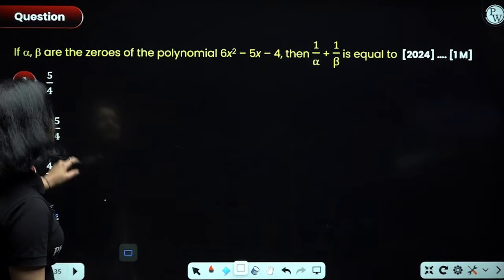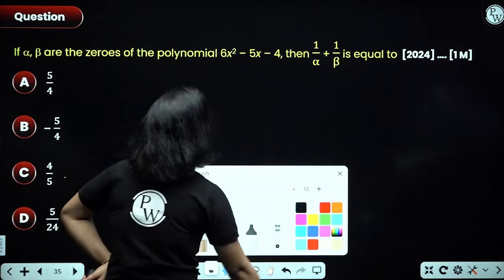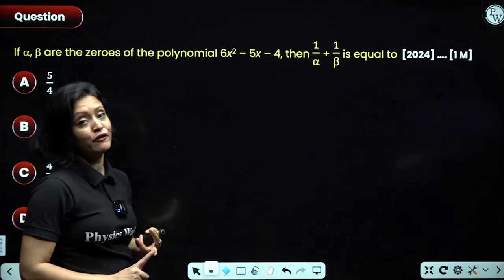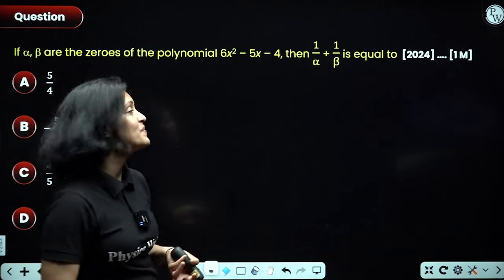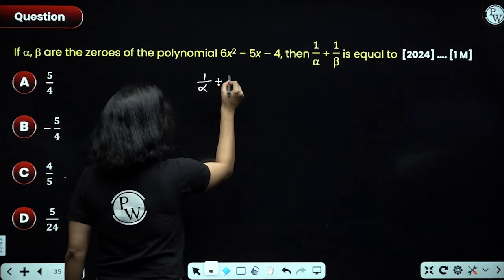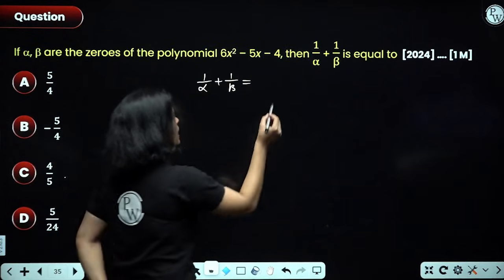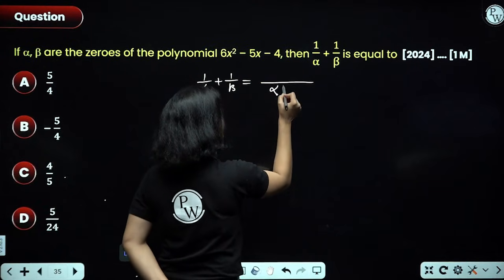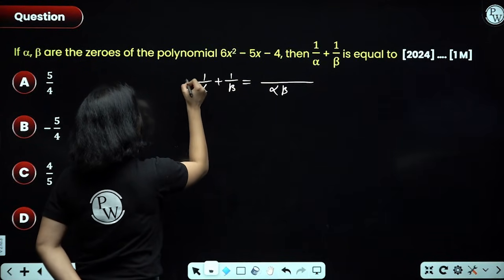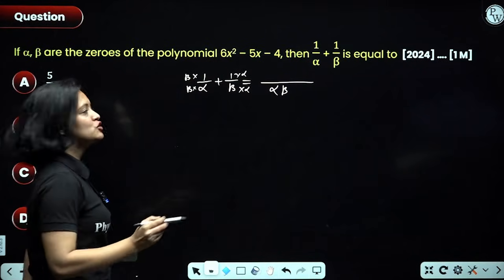Alpha and beta are the zeros of the polynomial 6x square minus 5x minus 4. Then 1 by alpha plus 1 by beta is, okay, a very common type of problem, guys, in your board exams. So let's see. First of all, notice 1 by alpha plus 1 by beta. What would that be? Let's simplify. So I'll make the denominator the same. How can I do that? I'll just multiply the denominators, so alpha beta. So now I'll have to multiply beta here, and beta here also. Here I'll have to multiply alpha, here also alpha. Right?